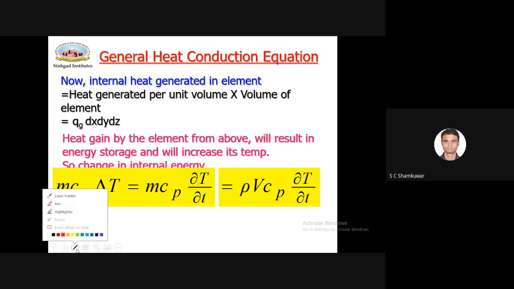Again I am repeating, this is a change in internal energy, but the unit of this internal energy will not be kilowatt, it will be kilojoule or kilojoule per kg. But we want it in rate form, right? We want it in kilowatt. Therefore, what we have done, we have divided this by change in temperature.